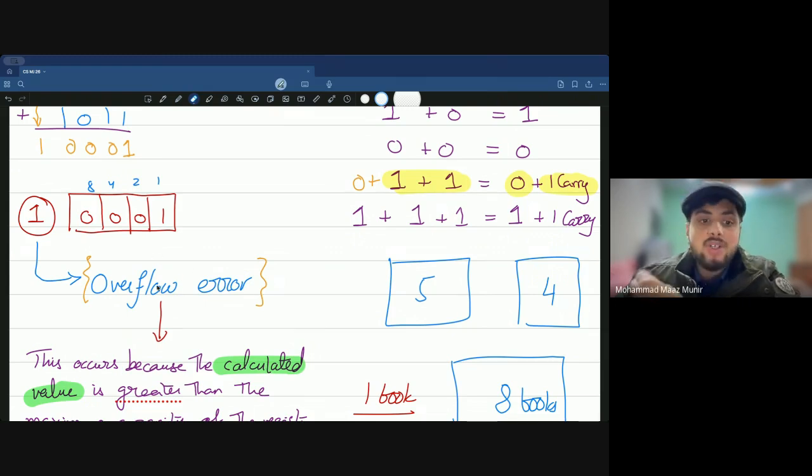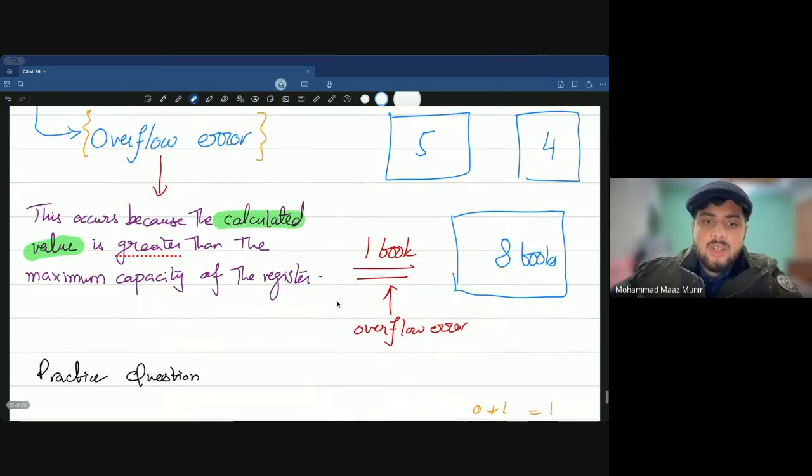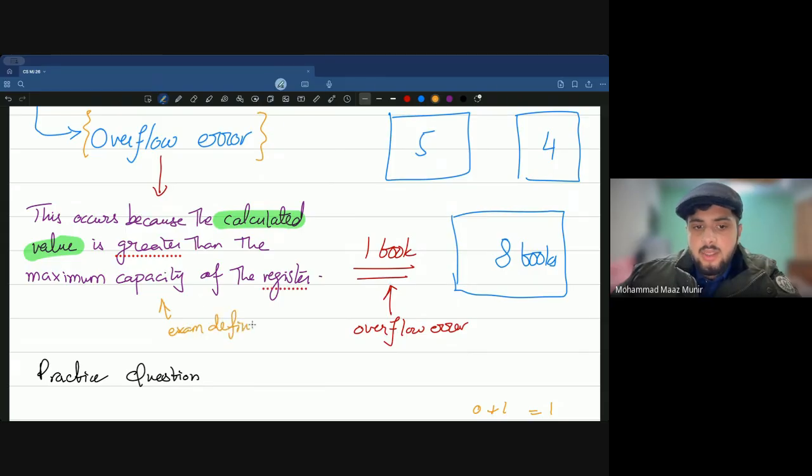And if they tell you to describe what an overflow error is, you need to say that an overflow error is an error that is generated when a calculated value is greater than the maximum capacity a specific register can store. I will be sharing the notes with you later on, but this is your general definition. So if it's in your exam, you can write this point if they ever ask you to define it.